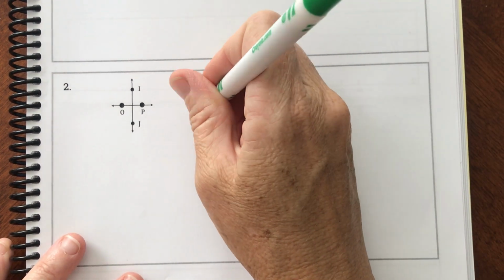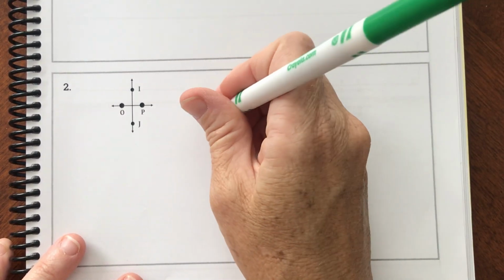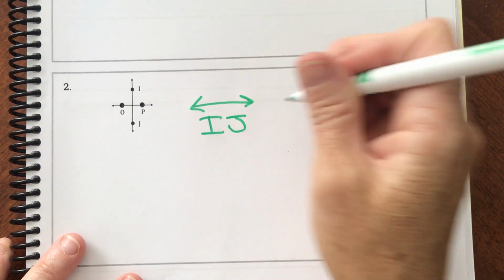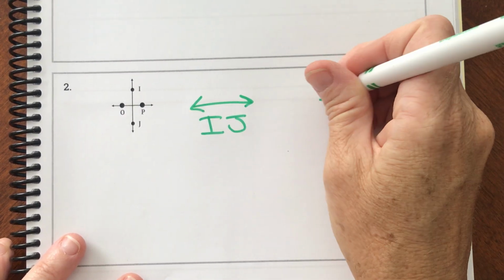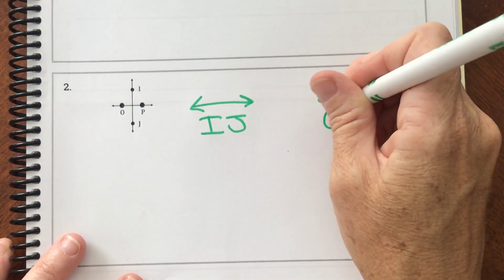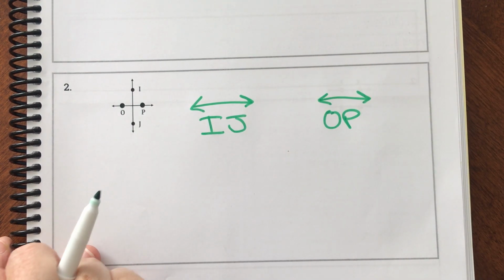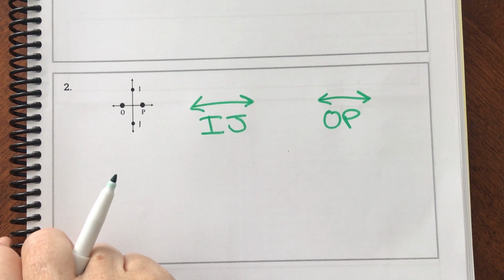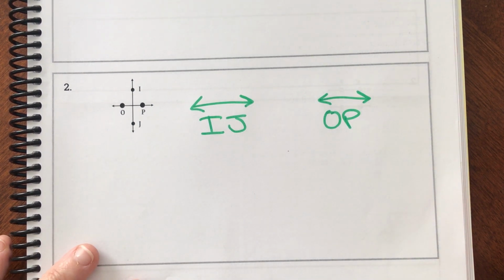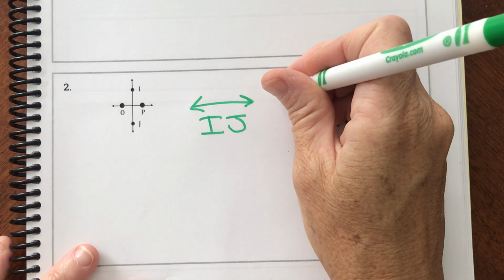Okay, let's look at our next one. So we have line IJ is what to line OP? So are they parallel, which means they'll never touch or intersect? Or are they perpendicular, which means when they intersect, they create right angles? And hopefully you see that they are perpendicular.